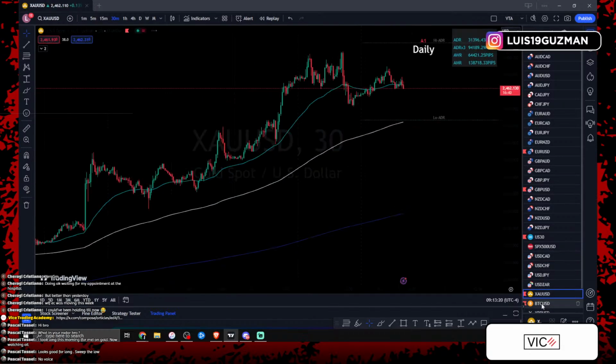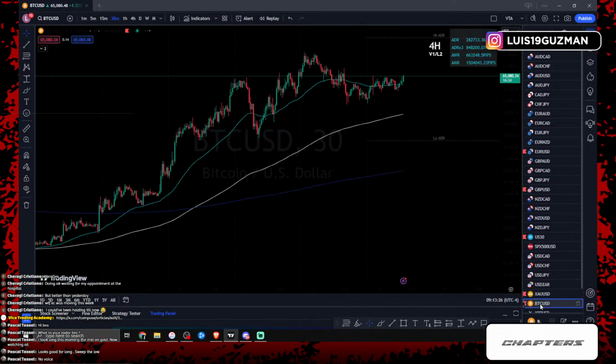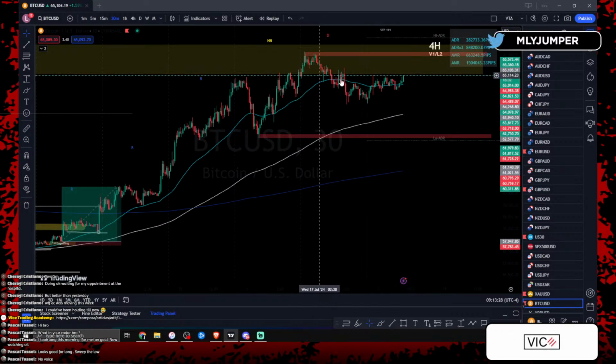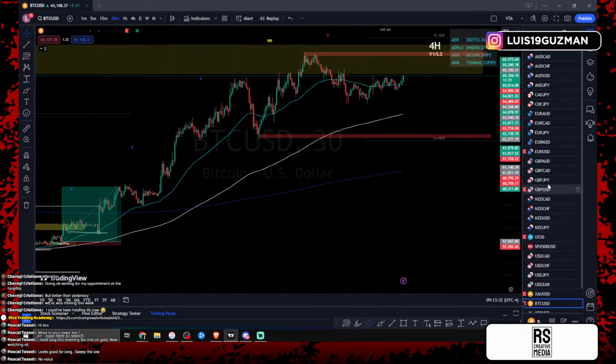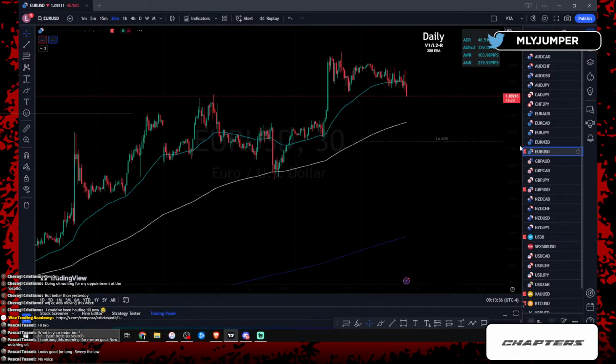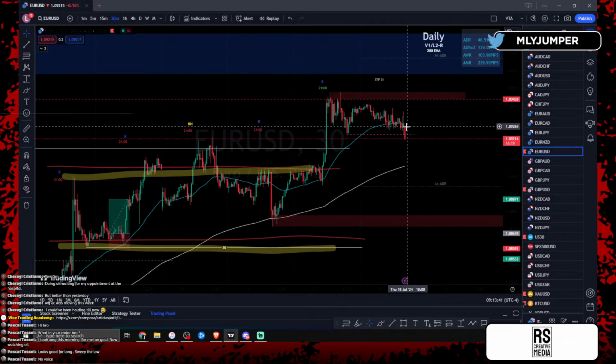Gold is still pretty much in the same spots, just waiting it out to see what price wants to do. And then Bitcoin, we're still in the same spot as well. We're just in the middle, consolidating. A lot of these pairs are in zones where it's not the best place to take a trade, however you're looking at it, right?